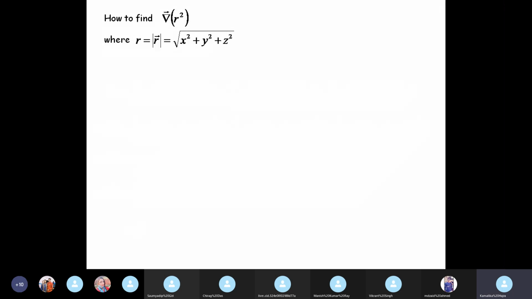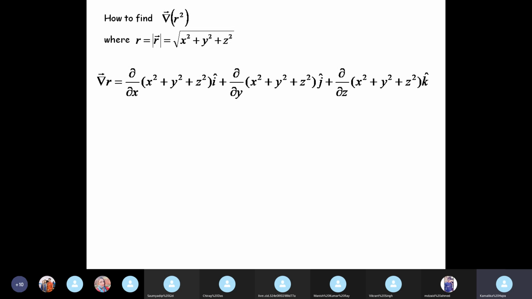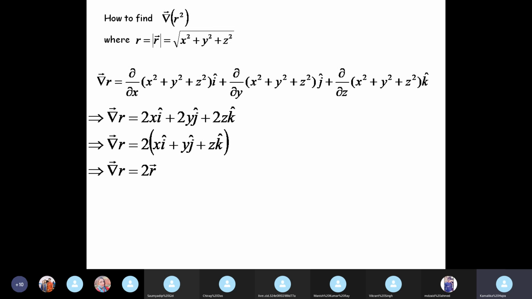How to find grad of r square? Similarly, I will not explain all the steps now, but in a similar fashion you can find grad of r square, which gives you 2r. Okay, sorry, again there is a mistake over here.